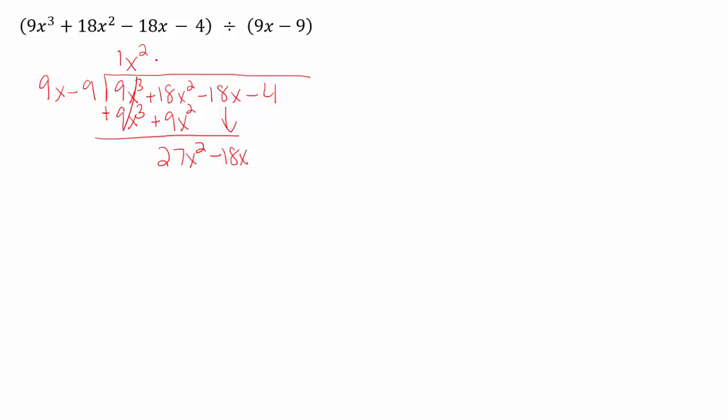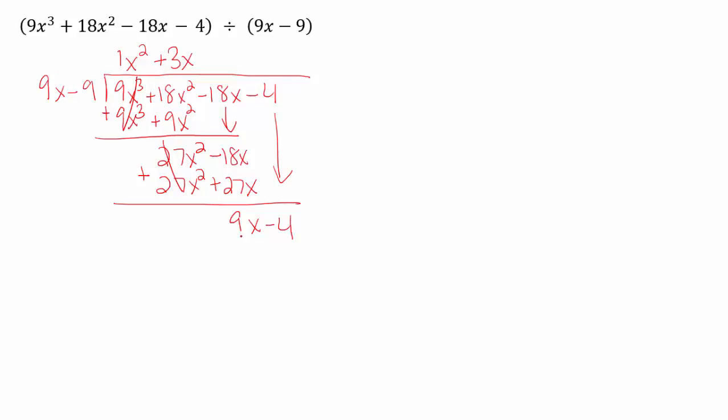What do I need to multiply 9x by to get 27x squared? 9 times 3, so that's going to be a positive 3, would give me the 27, and I need 2 x's and I only have 1, so it needs to be a 3x. 3x times 9x is 27x squared. 3x times negative 9 is negative 27x. And then I want to subtract. These two will go away. This is negative 18x minus negative 27x, which is going to give me a positive 9x. And then I'm going to bring down my negative 4.